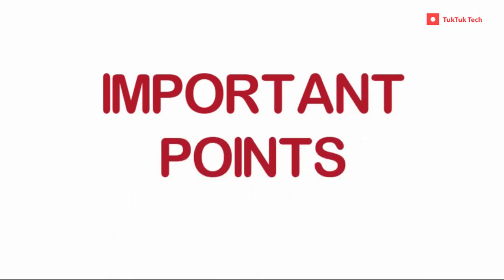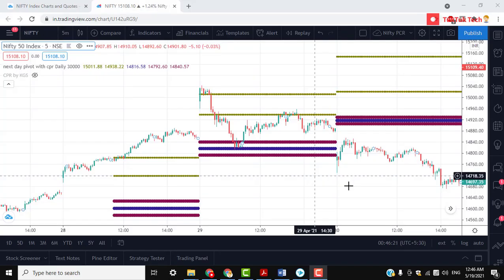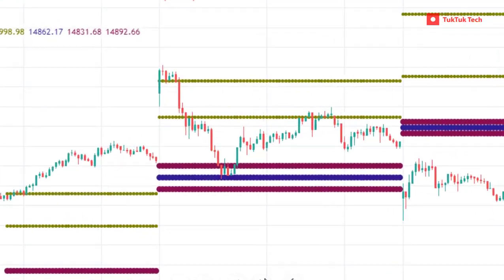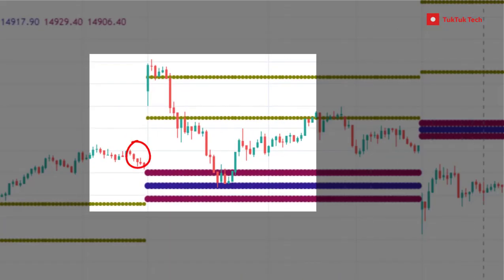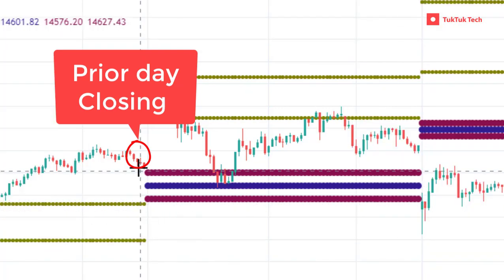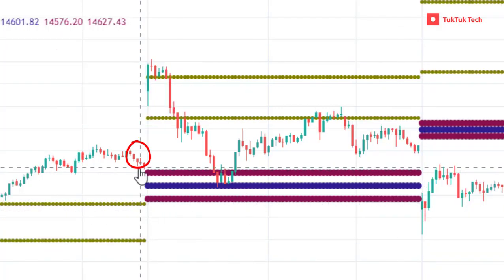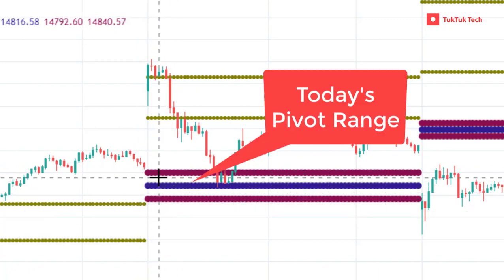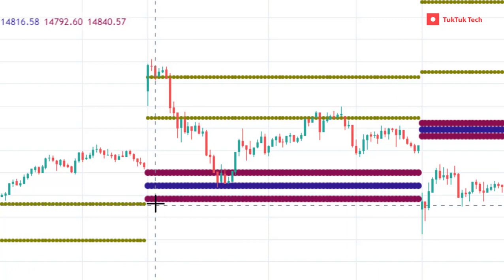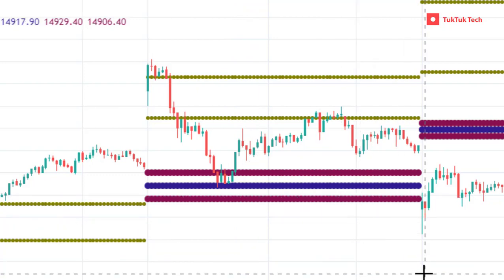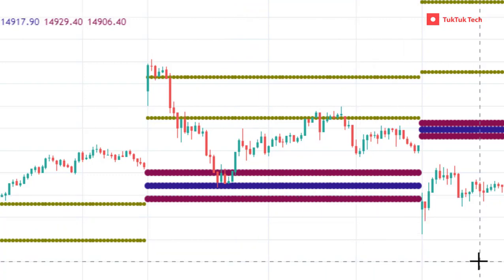Important points. Number 1. Pivot range placement should be at, or very near, the prior day's closing price. When this is the case, the pivot range helps attract price to fill the gap.